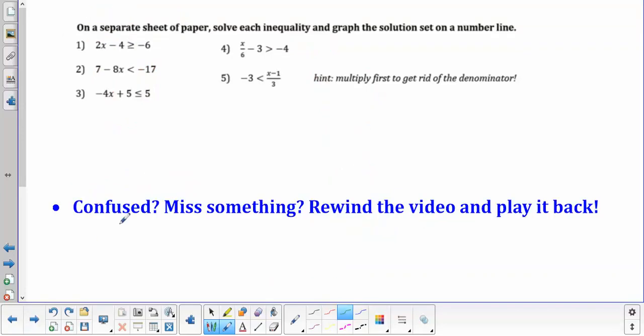Alright, and to finish this up, on a separate sheet, please try these 5. Number 5, I gave you a little hint. This one looks a little different from what we've tried on the examples, but you can still do it. Just do that little hint first. So do those on a separate sheet of paper and graph on the number line.